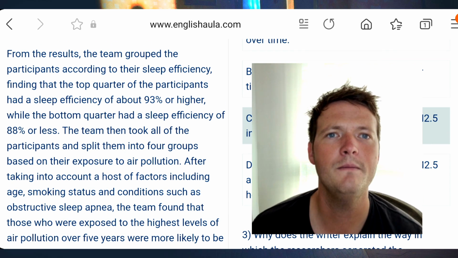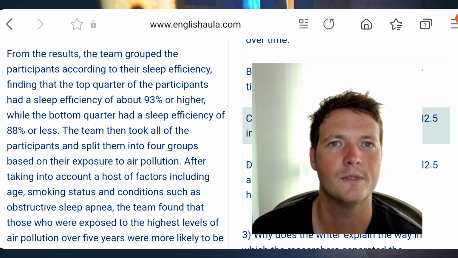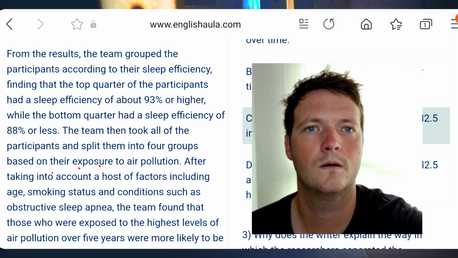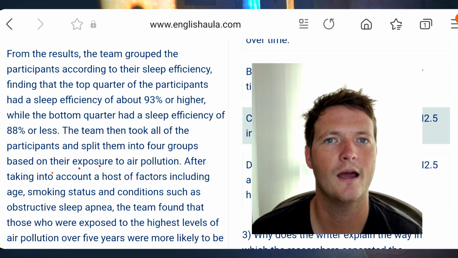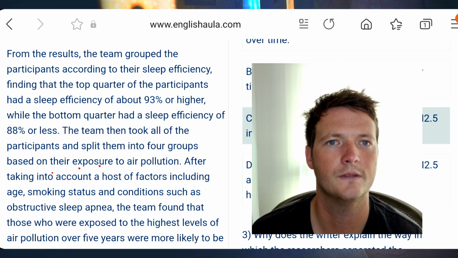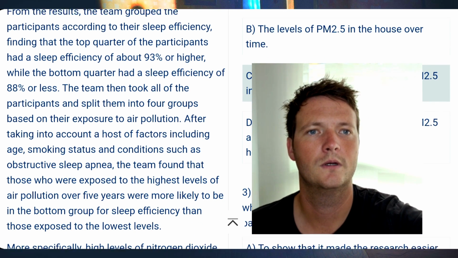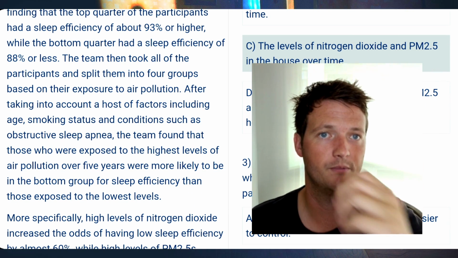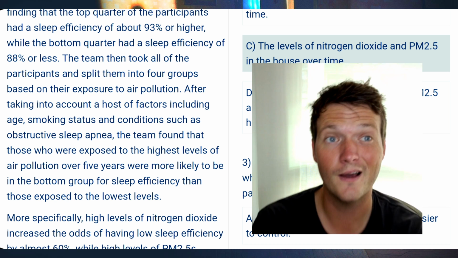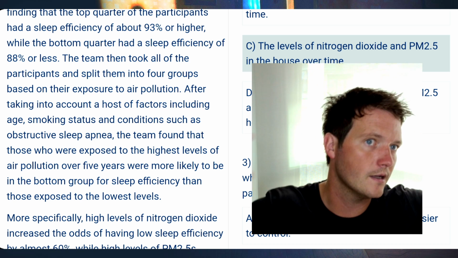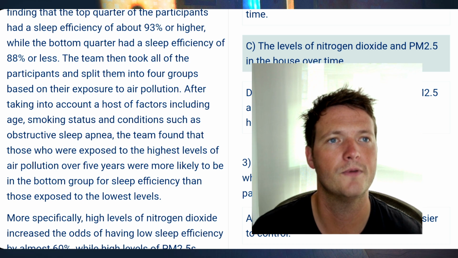It says, the team then took all of the participants and split them into 4 groups based on exposure to air pollution. After taking into account other factors, the team found that those who were exposed to the highest levels of air pollution over 5 years were more likely to be in the bottom group of sleep efficiency. I think it's kind of to prove their hypothesis, no? Because their hypothesis was they based their data on these high levels of pollution affecting sleep efficiency.